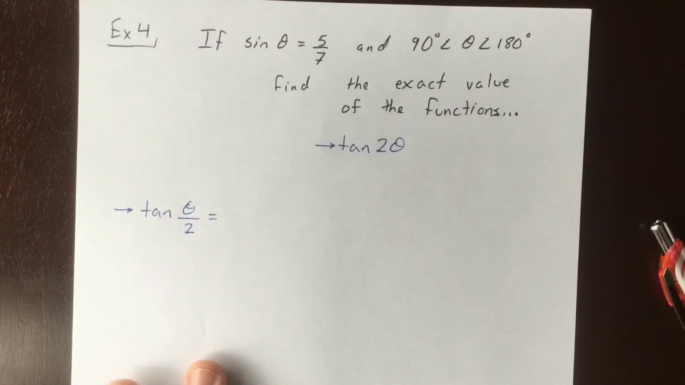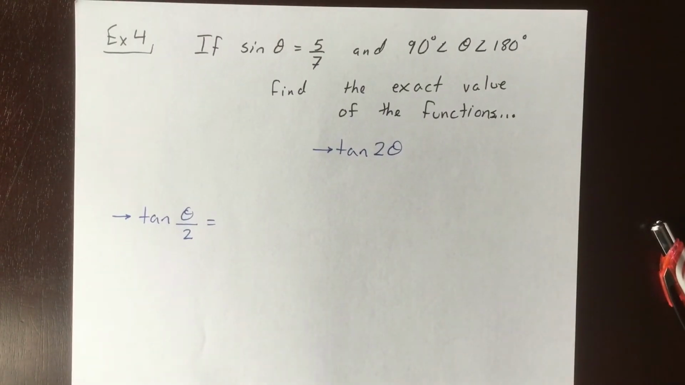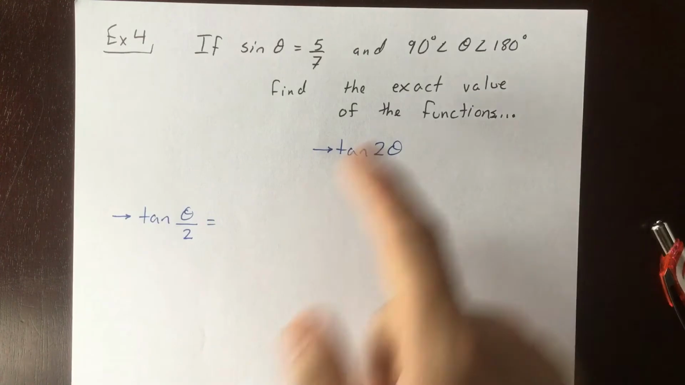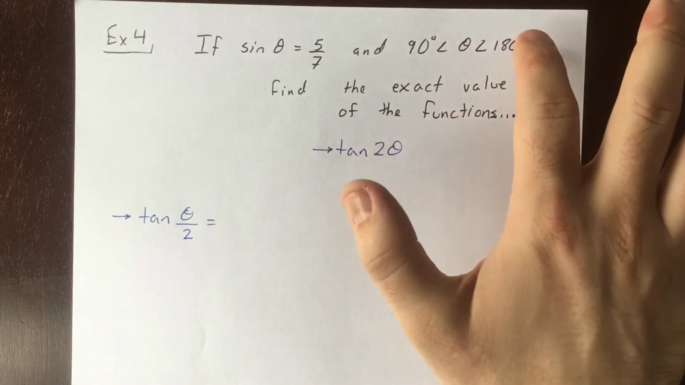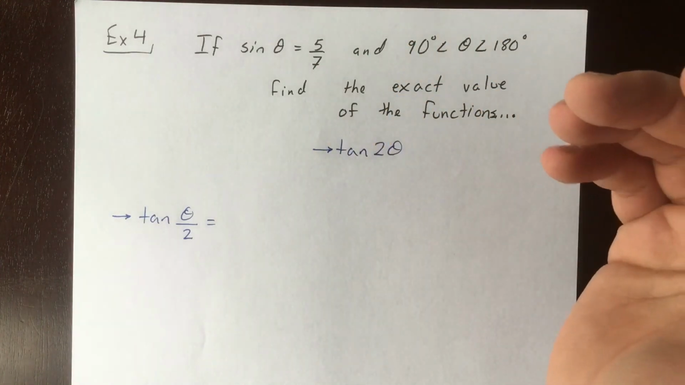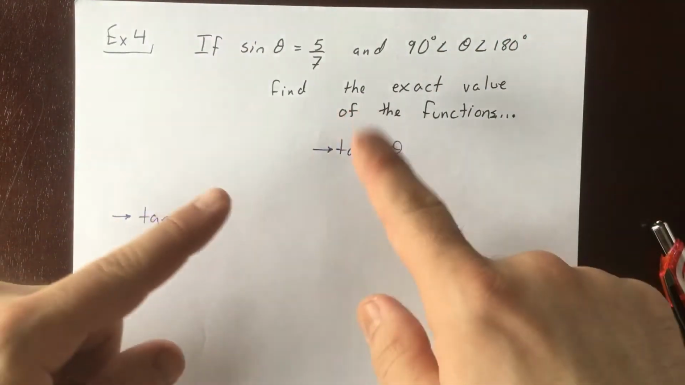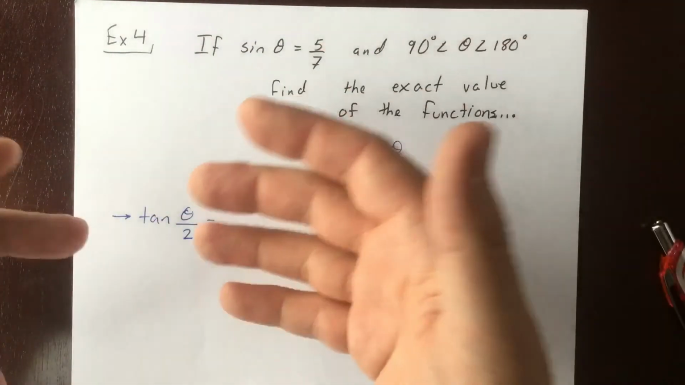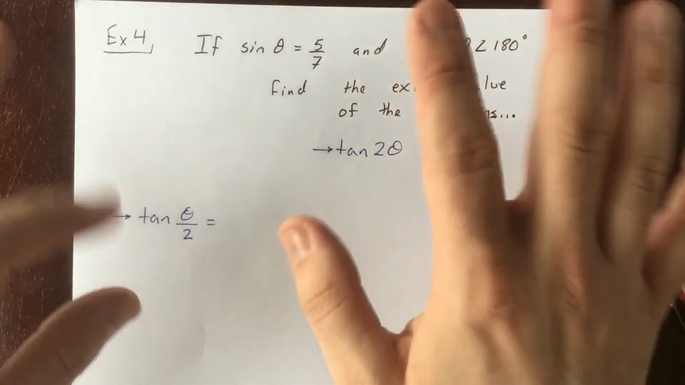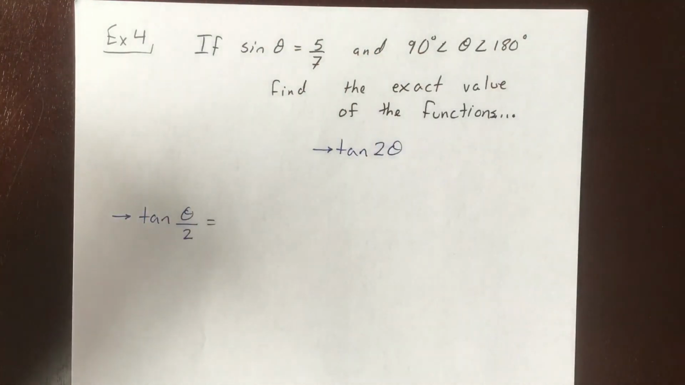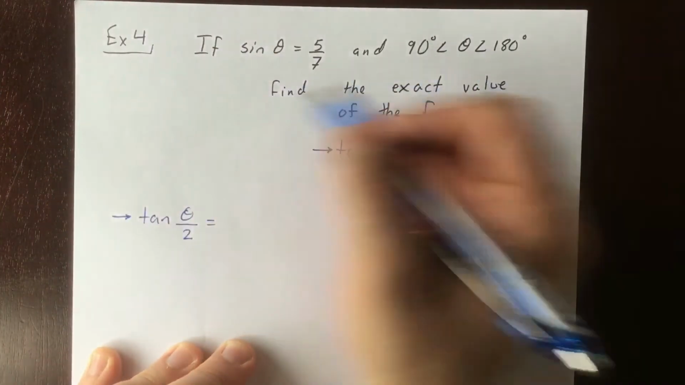Okay. If sine of theta equals 5/7, again, 5/7, I'm thinking reference triangle. And theta is between 90 and 180, so we're in quadrant 2. Find the exact value of these functions: tangent of 2 theta and tangent of theta over 2, so we're using double and half angles in this. That's good, right? So we're in the second quadrant.